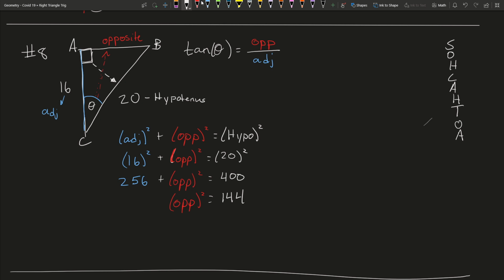And then in order to undo that square, in order to undo this 2, we have to take the square root of both sides. And when we do that, what's left is just the opposite, and then the square root of 144, which is just 12. Okay, so before I actually plug this into the trig function, are there any questions about what's up here?